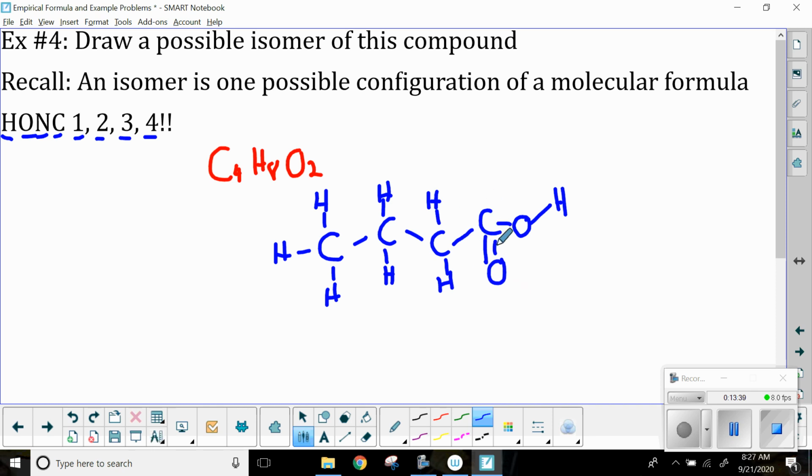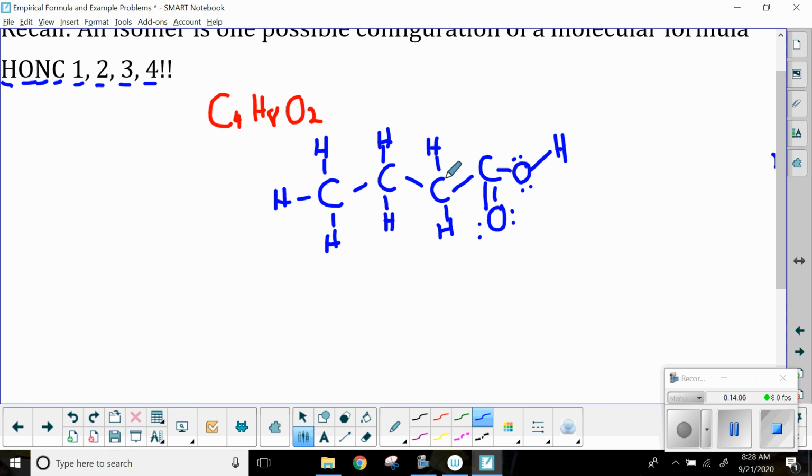Carbon still has 1, 2, 3, 4 bonds. Oxygen has 2. Hydrogens all have 1. I could be particular. Remember that everything wants to be surrounded by 8 valence electrons, and I could say, oh, there's some valence electrons there, some valence electrons there, and there is one possible configuration for the C4H8O2 molecule. Is it the only one? Nope, but that's the one we're going to stick with today.